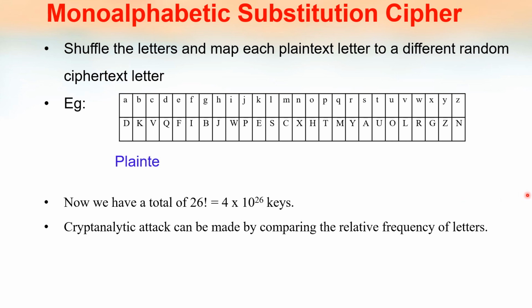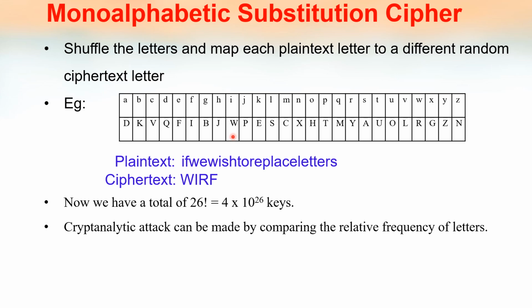See the example. Plain text. If we wish to replace letters, the ciphertext formed is this. So I will be replaced by, in this table, W, then F is replaced by I. Similarly it forms. So here, unlike the Caesar cipher which provides an order, it's not following any order; some randomness is there.